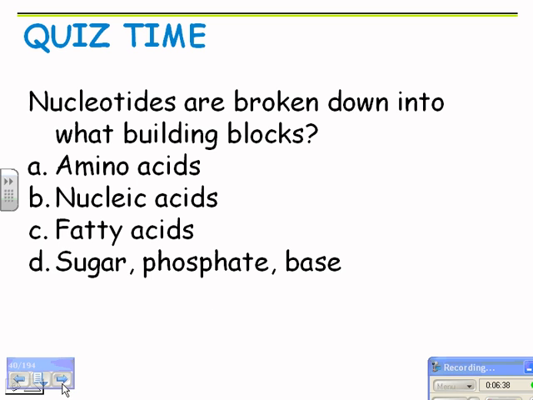Nucleotides are broken down into what? They're broken into sugar, phosphate, base. Again, it's ribose or deoxyribose for the sugar. There's a phosphate group, and then the base has nitrogen in it, so we call it a nitrogenous base. And it could be A, T, C, G, or U.